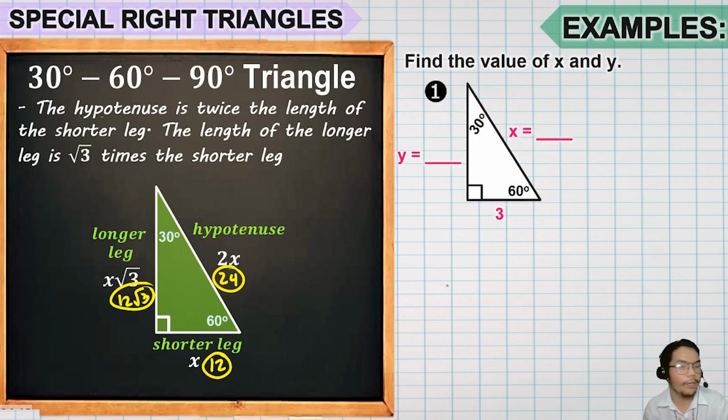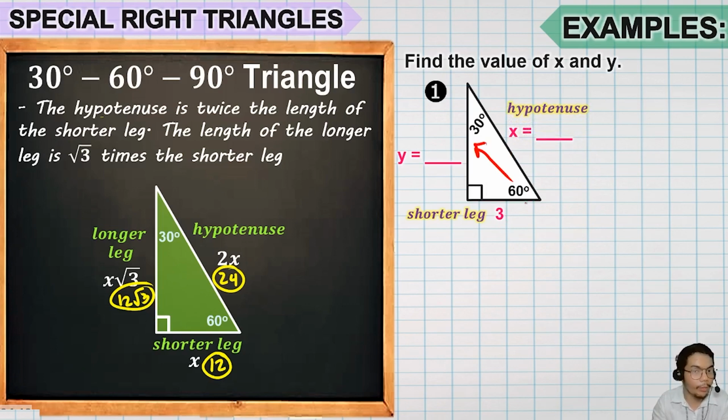Now, second step for this one is for us to identify which among the sides is going to be your shorter leg, longer leg, and the hypotenuse. So, madali dyan unang hanapin yung shorter leg. It is the one opposite your 30 degrees. So, ayun yun, yung 3. And we can also identify the hypotenuse easily by locating the right angle and the side opposite the right angle. That's going to be your hypotenuse. And the remaining side, which is the one opposite your 60 degrees, is your longer leg.